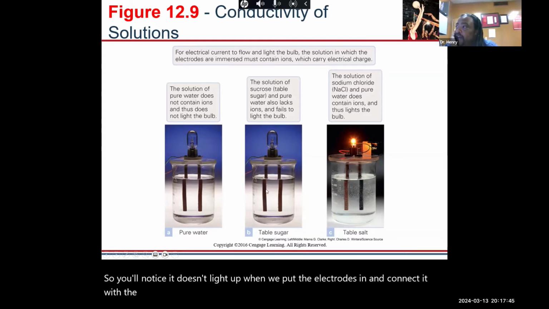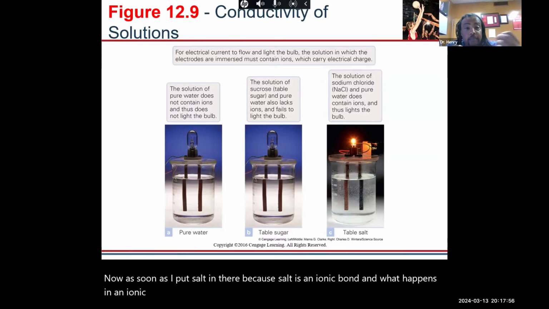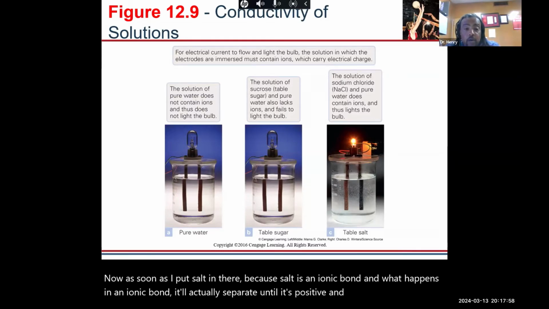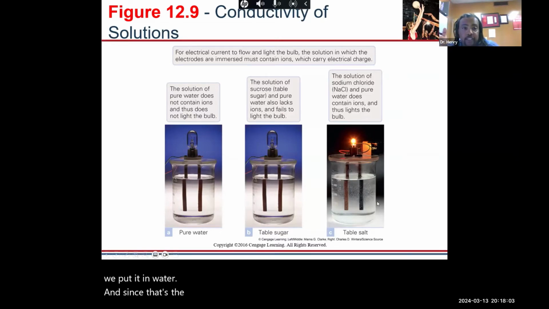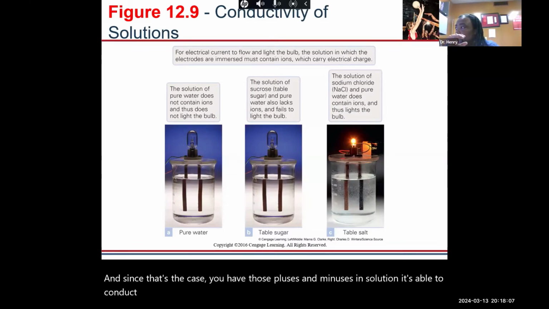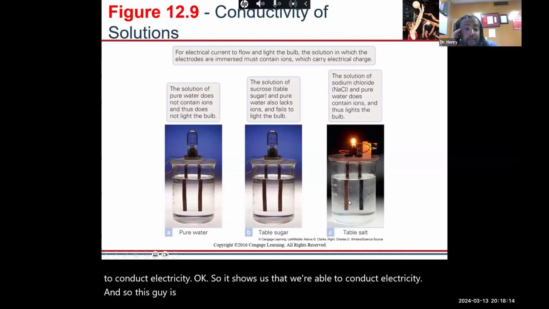That's the same thing if we have a solution that has sucrose in it. Now, as soon as I put salt in there, because salt is an ionic bond, and what happens in an ionic bond, it'll actually separate into its positive and negative charge when we put it in water. And since that's the case, you have those pluses and minuses in solution, it's able to conduct electricity. Okay, so it shows us that we're able to conduct electricity. And so this one is ionically bonded, where these two are covalently bonded.